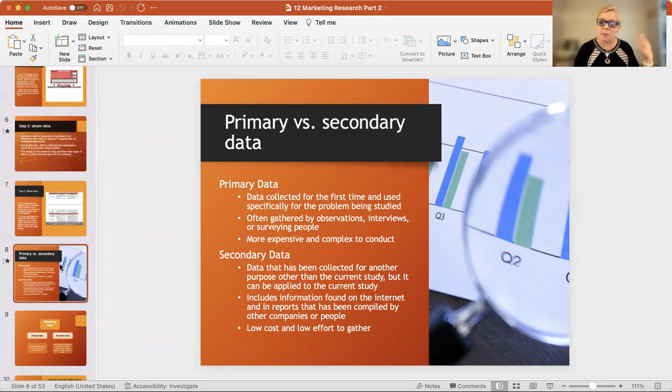Secondary data is data that's been collected by someone else, okay? It's information that you can find on the internet, census, government data, all those. It may be syndicated data.